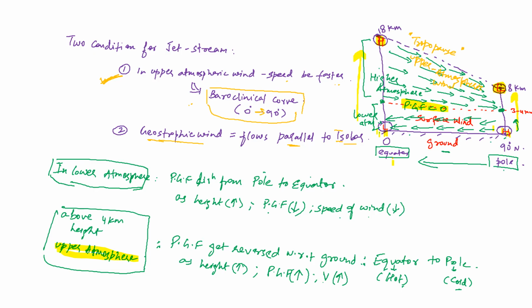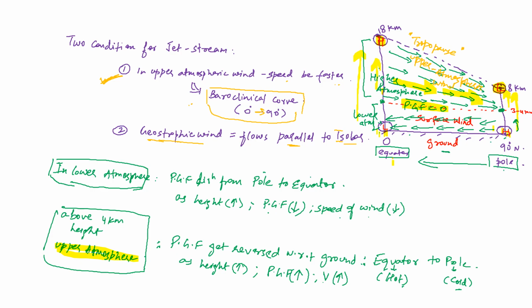Here now the PGF gets reversed. So now in this equatorial region, high is becoming higher as we go higher and higher, low is becoming lower and lower. So the difference between the equator and pole is increasing. So now the direction of the PGF gets reversed from the ground. It is now from the equator direction towards the polar direction.